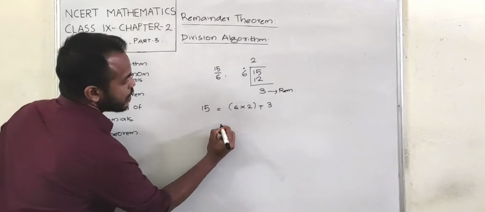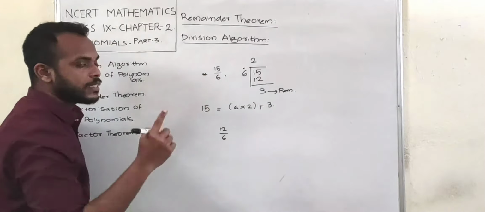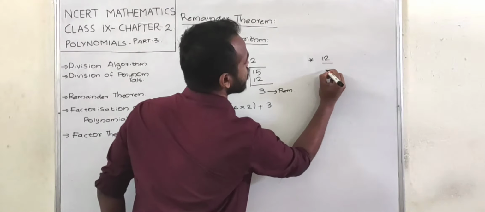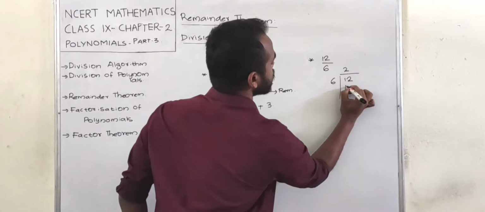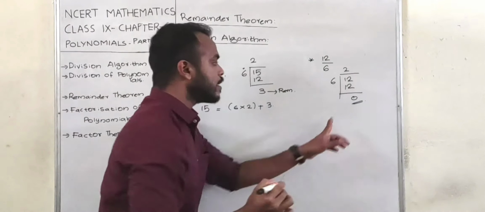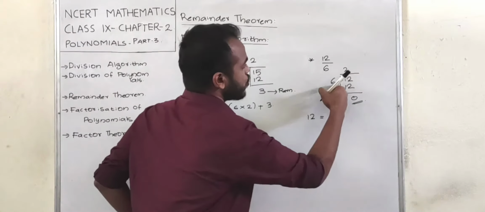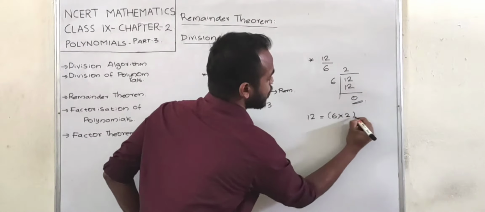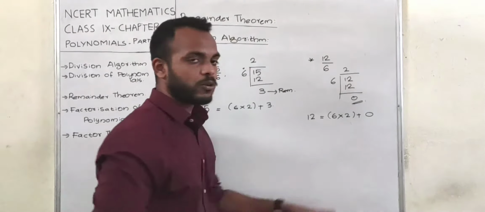What happens if we divide 12 by 6? This is an example. Now let's see the division algorithm for a different number. You are asked to divide 12 by 6. Then the same process, you will divide 12 by 6. How many times? Twice. So what is the remainder that you got? The remainder is 0. Then also you can write the dividend 12 as the product of the divisor and quotient. The divisor is 6 and the quotient is 2, plus 0. There is no need to write it, but since the division algorithm needs to be satisfied, you should write 0.